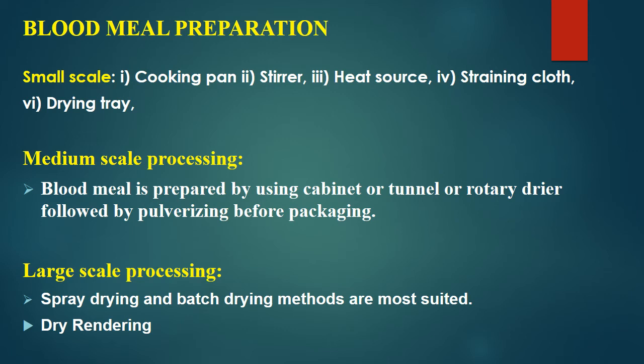Then in medium scale processing, the blood meal is prepared using a cabinet dryer, a tunnel dryer or a rotary dryer. After that, it is made into powder. And then there is large scale processing, which is done by spray drying or batch drying methods, or by the dry rendering process. As I have discussed, the dry rendering process is used for the preparation of meat meal or bone meal. In the same way, blood meal also can be prepared.